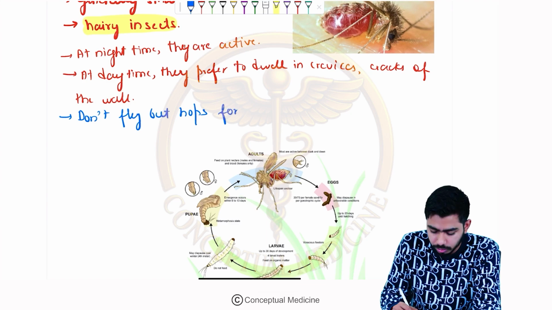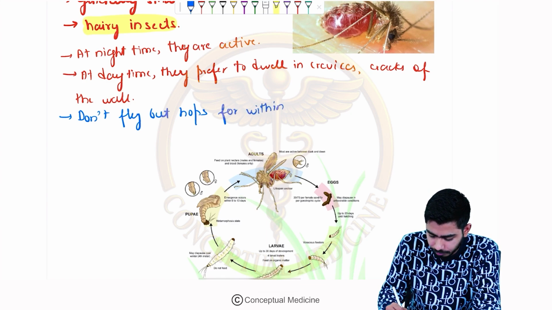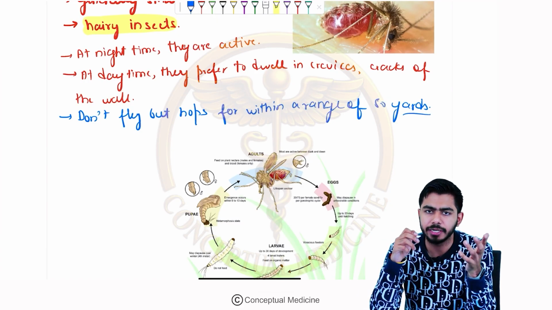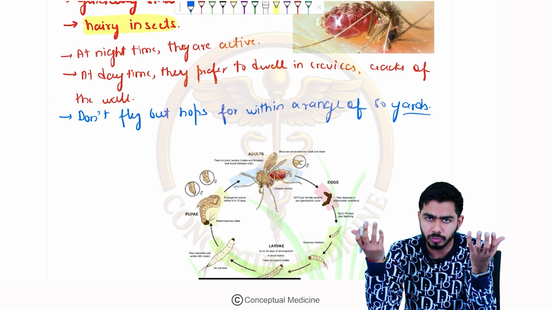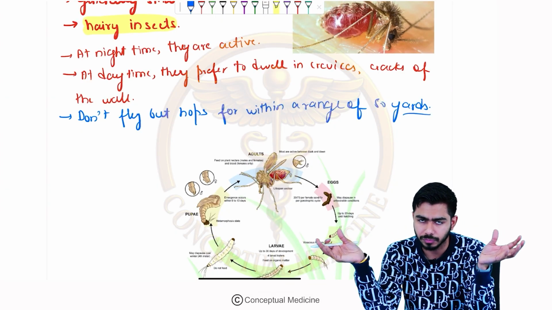Within a range of 50 yards. So they do not fly, guys. They are the hairy insect. At night time they will be very active, looking for feeding. At daytime they will be hiding in the crevices or the cracks of the walls.